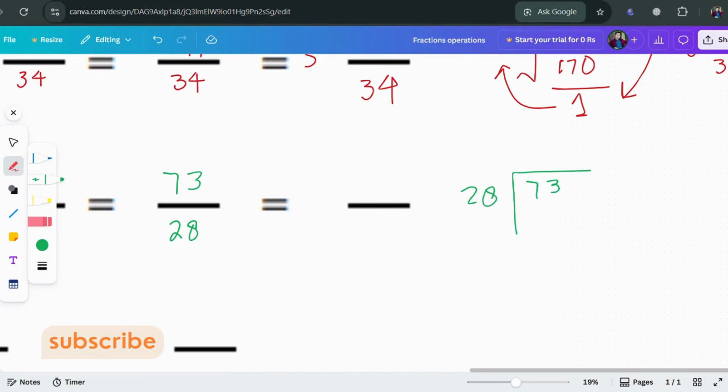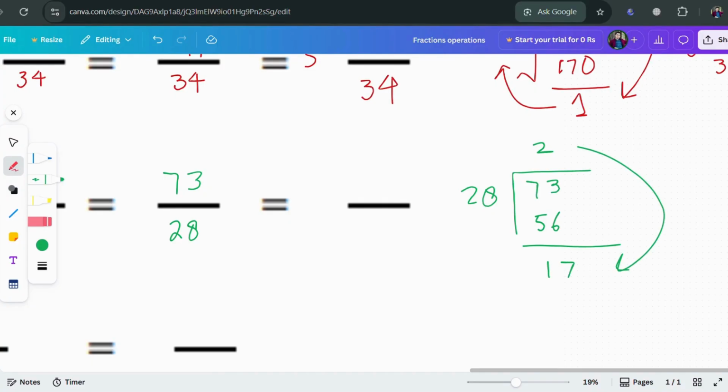Alright, so if I multiply 28 with 4, I will get a big number, that's 112. If I multiply 28 with 3, I will get 84. If I multiply 28 with 2, I will get 56. So 28 times 2 is 56, and now 73 minus 56 is 17.